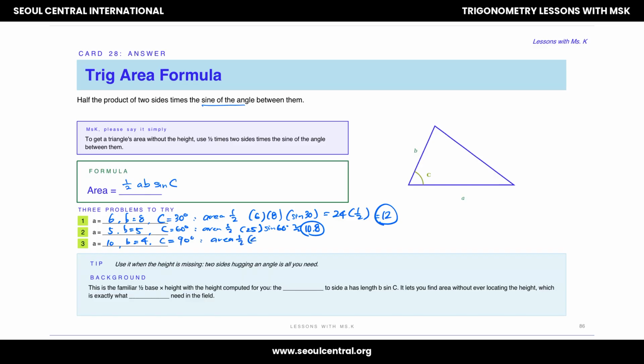One tip is to use this trig area formula when the height is missing. Two sides hugging an angle is all you need for this. Background. This is the familiar 1/2 base times height with the height already computed for you. The altitude to side A has length b sine C. It lets you find area without ever locating the height, which is exactly what surveyors need in the field.